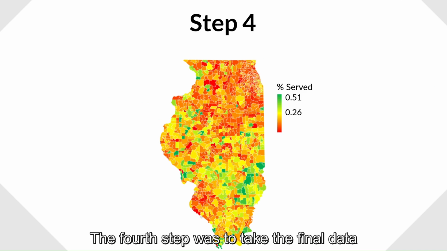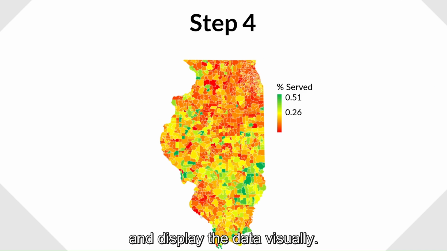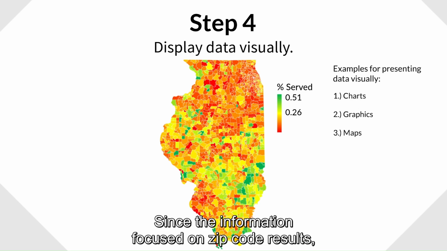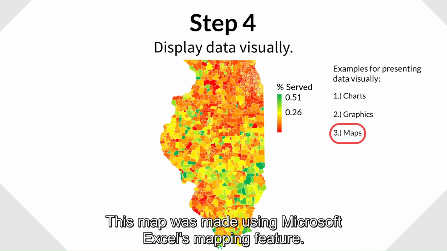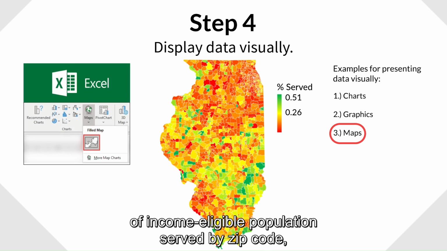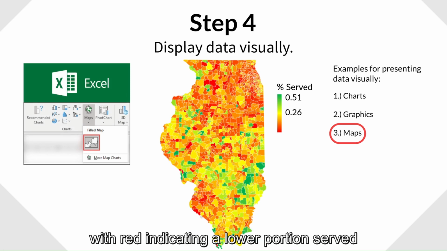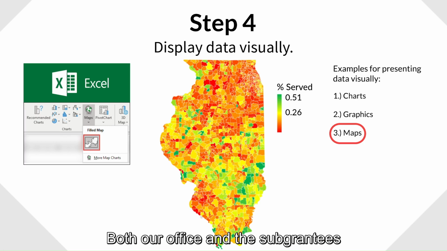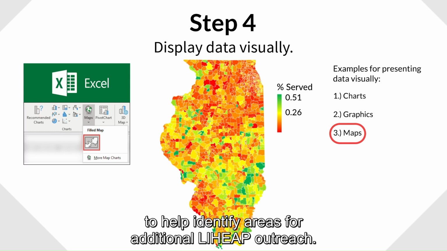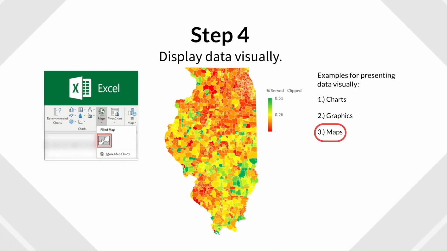The fourth step was to take the final data and display the data visually. Since the information focused on zip code results, we decided to develop maps. Here's one example. This map was made using Microsoft Excel's mapping feature. This map shows the percent of income eligible population served by zip code, with red indicating a lower portion served and green indicating more than 50% served. Both our office and the subgrantees are now using this and other maps to help identify areas for additional LIHEAP outreach.